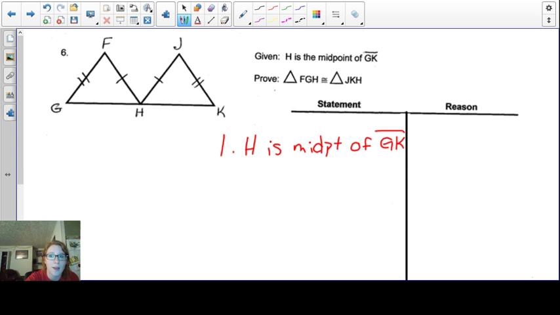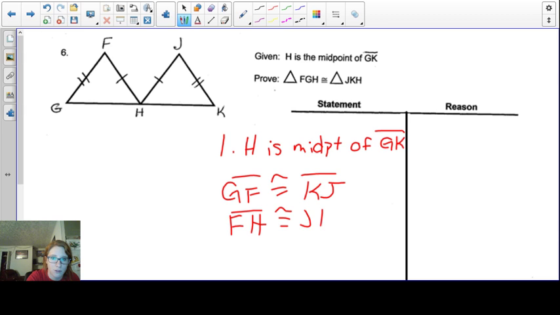So, what do we know? Well, I am told that H is the midpoint of GK. But is that all I know? Do I have things going on in my picture that aren't necessarily written down for me? Yeah, I know that GF is congruent to KJ. And I know that FH is going to be congruent to JH. That is all pieces of given information to me.